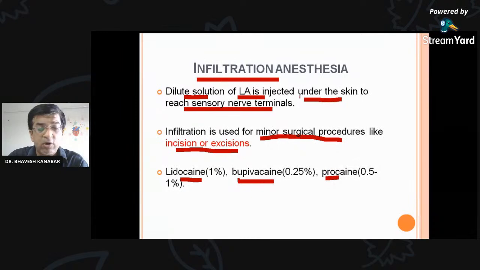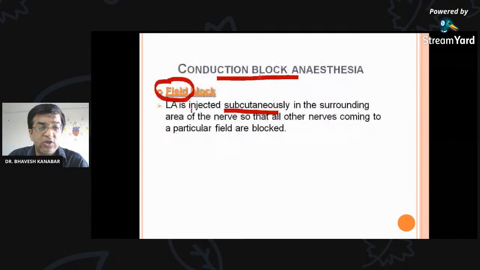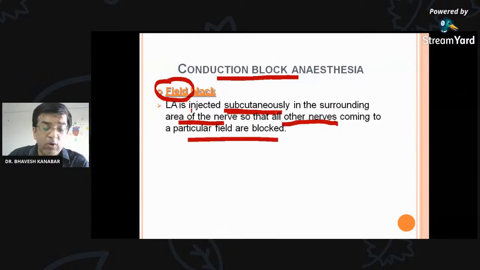In infiltration block, local anesthesia is injected under the skin. In this conduction block, it is injected subcutaneously in the area surrounding the nerve, so that everything the nerve supplies in that particular field is blocked. Again, I repeat, local anesthetic is injected subcutaneously in the surrounding area of the nerve, so the area under this nerve, in a particular field, is blocked.